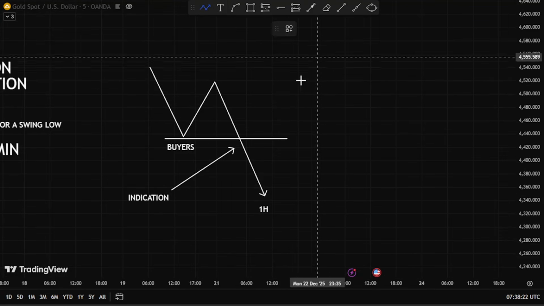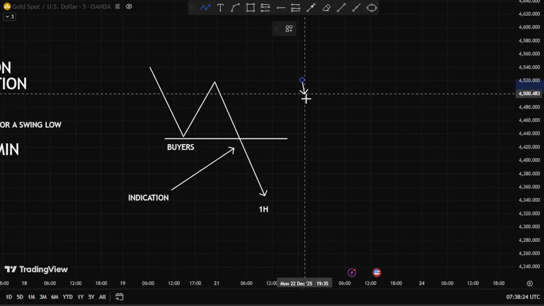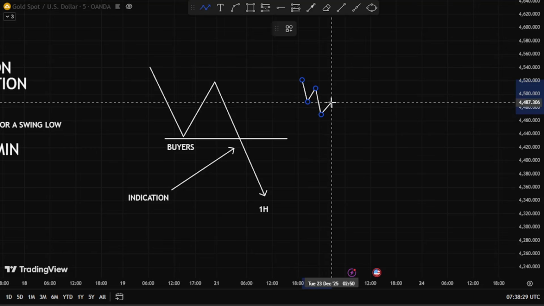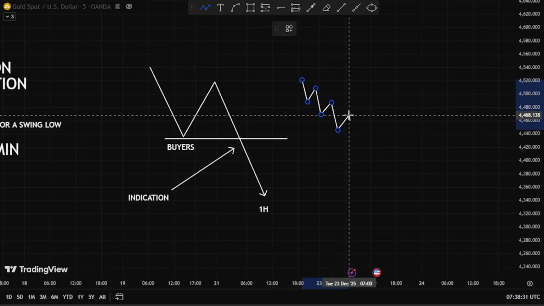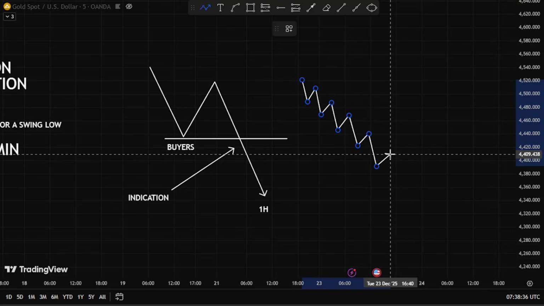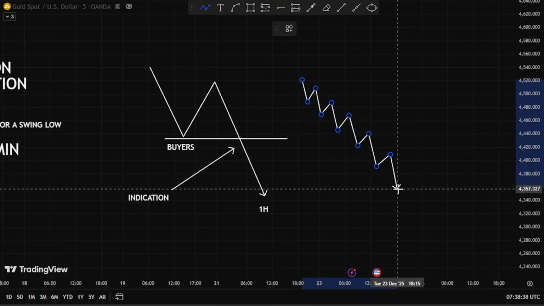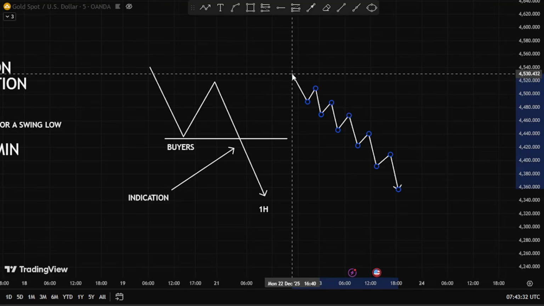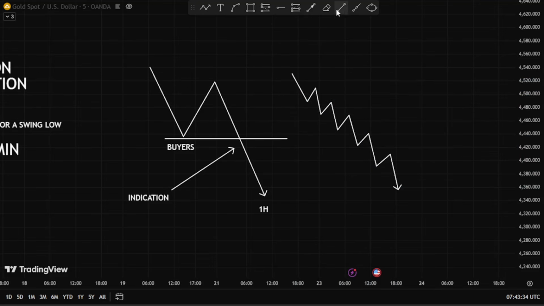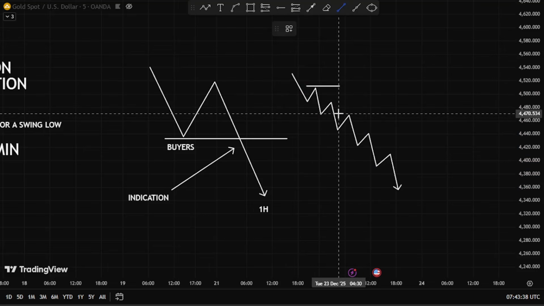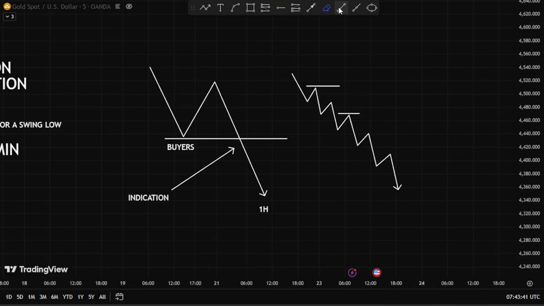So this move is going to be a trend on the lower time frame. Price is just going to be making lower highs and lower lows on the 15 or 5 minute time frame. So when price is moving down, it is going to be making lower highs and lower lows, creating levels of support as it moves down, right? And this is the indication.